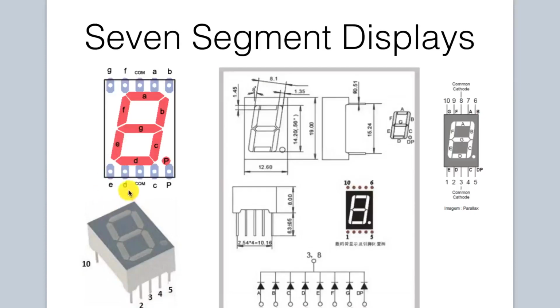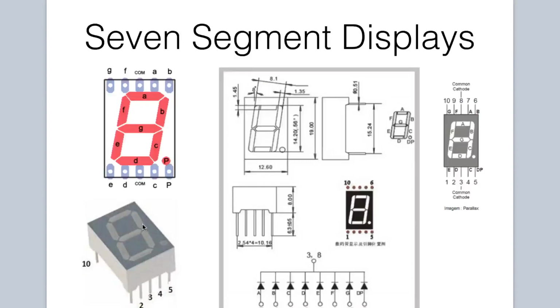Similarly, let's look at pin 2. As you can see, pin 2 corresponds to segment D. If you were to apply a high voltage signal to pin 2, the D segment would light up. If ground or 0 volts is applied to pin 2 instead, then the D segment would not be lit. Get the picture? Let's say we want to display the number 2 on the 7-segment display.